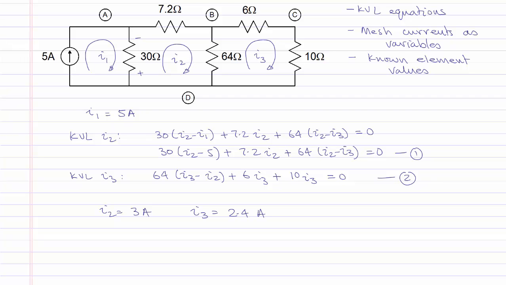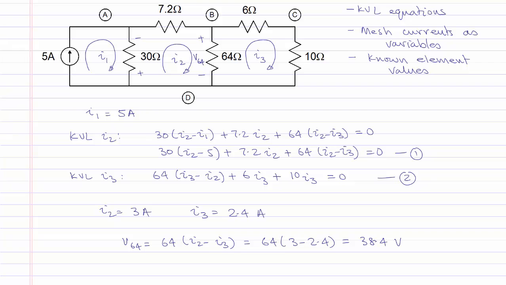Once we have solved for the mesh currents, we can solve for any other current or voltage in the circuit. For example, if you are interested in the voltage across the 64 ohm resistor with the polarity shown, then this voltage V64 will be equal to 64 ohms multiplied by (I2 minus I3), which will be equal to 64 into (3 minus 2.4), which is equal to 38.4 volts.